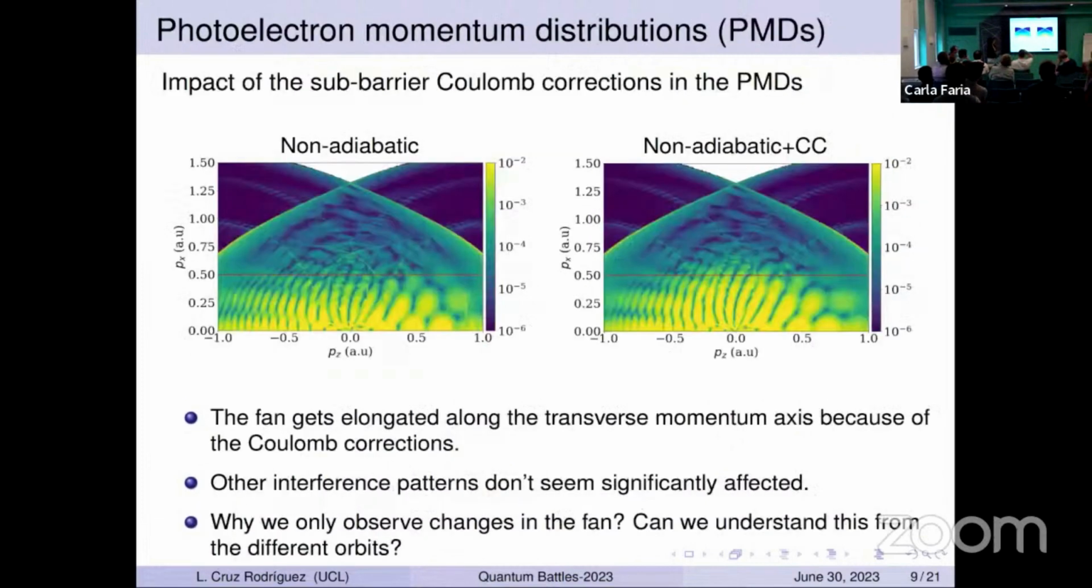Next, how will this translate in the photoelectron momentum distribution? Here I'm just showing a zoom of the photoelectron momentum distribution. We observe that the holographic pattern that is mostly affected by this Coulomb correction is the band that gets a little bit elongated along the transverse momentum axis when we add the Coulomb correction. And why? If you don't know, I tell you because I didn't know that when I started, that the band is a result of the interference of what we call orbit 1 and 2. So why is the Coulomb correction affecting these two orbits?